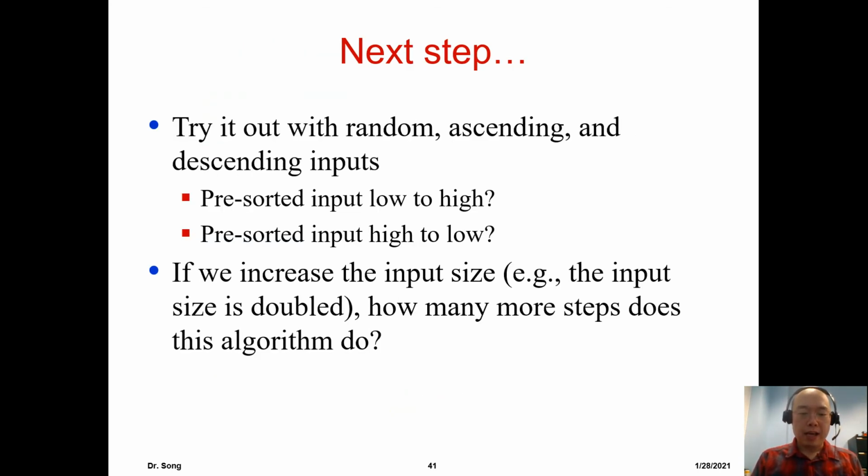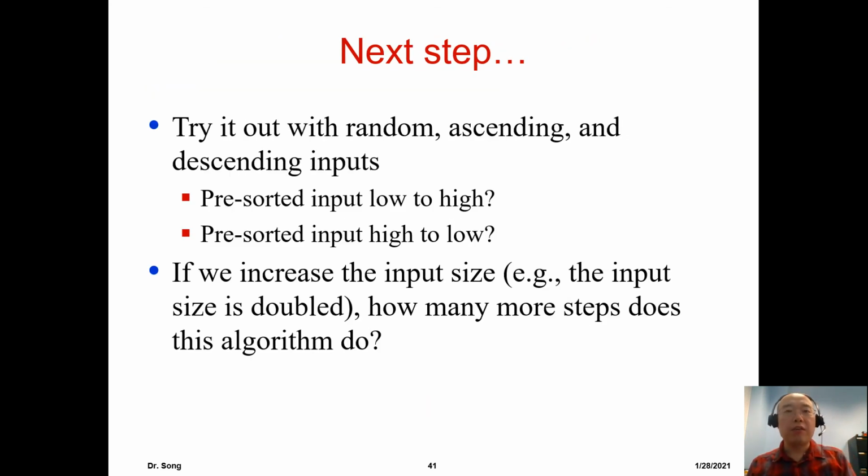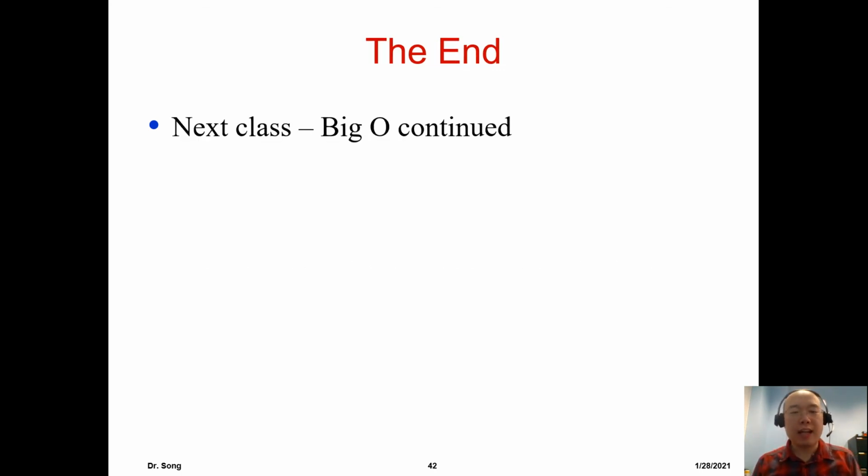Okay? And what else? Well, also think about this. If we want to increase the input size, for example, in our tracing we used 4 values, how about you double that? If you double that to 8 values to be sorted, how much more work do we have to do? Okay, so think about those questions, and in the next lecture, we are going to continue our big O discussions.